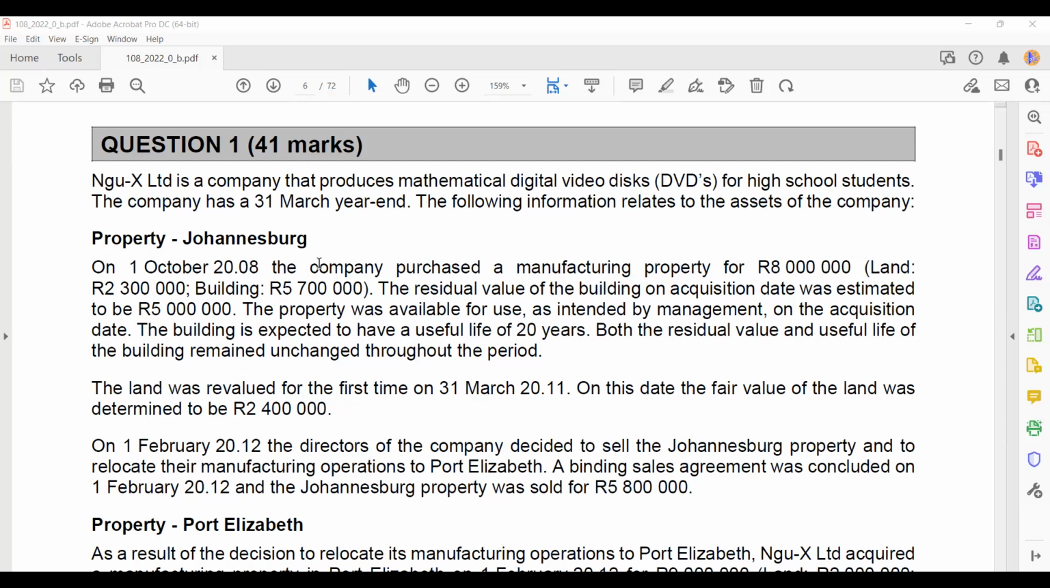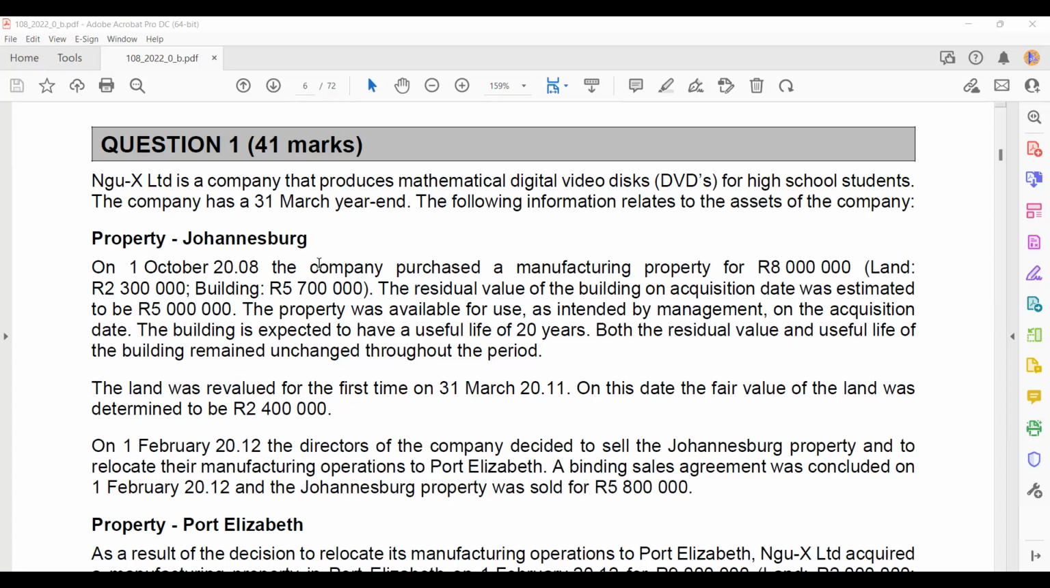There could be 3 dates. Date number 1, the date the asset was purchased. Date number 2, the date the asset is available or ready for use. And date number 3, the date that the asset is actually used. So we depreciate when the item is ready or available for use. Okay, so that's very important.